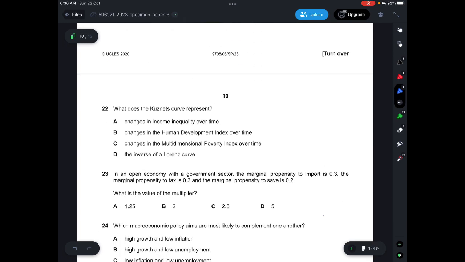Question 22, what does the Castles curve represent? It's basically about income inequality. So the answer is A. Right, so it's about income inequality. All the others here are not represented using the Castles curve.